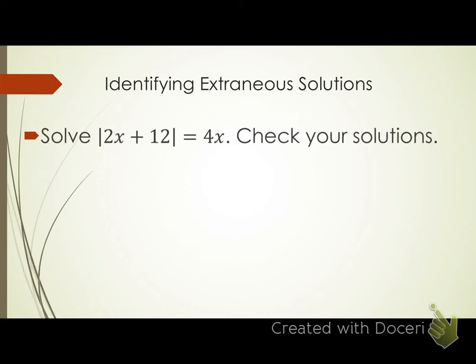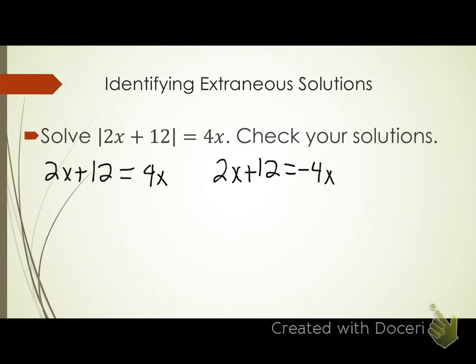So what would my first equation be here? There you go. Exact same without the absolute value bars. Everyone good with that? What would my second equation be? 2x plus 12 equals negative 4x.